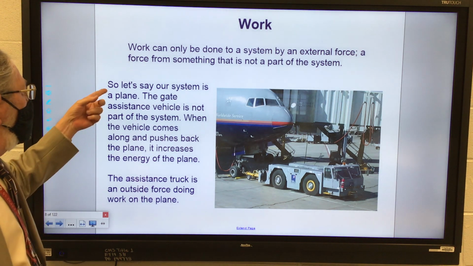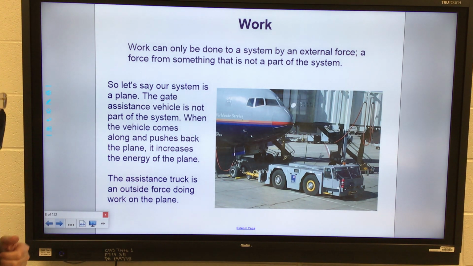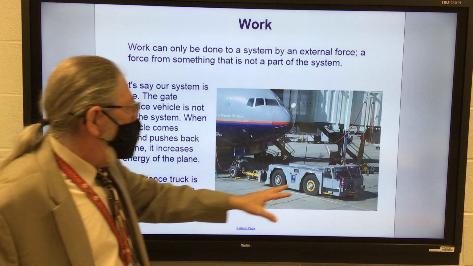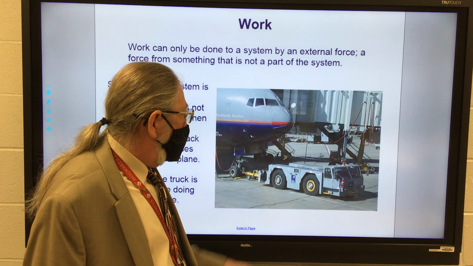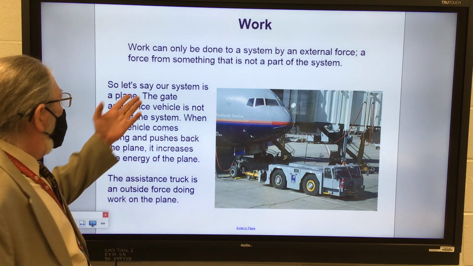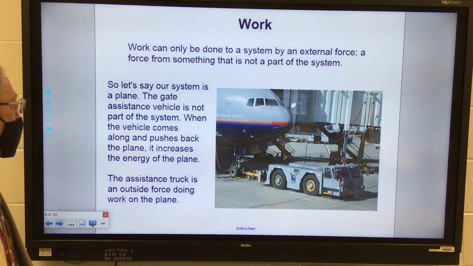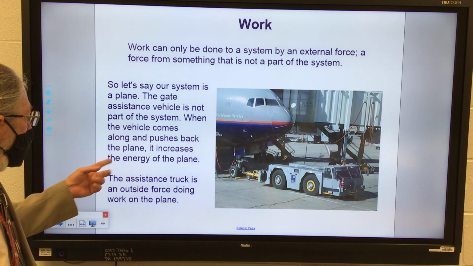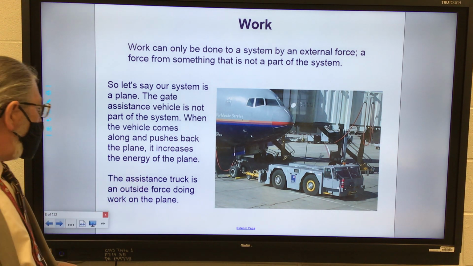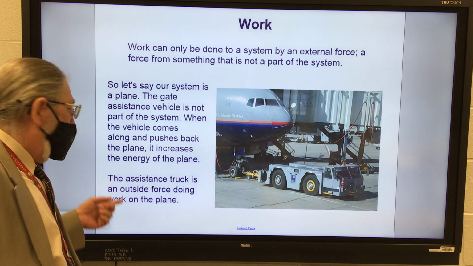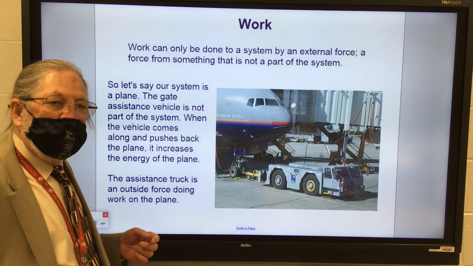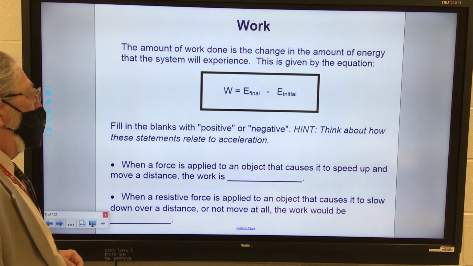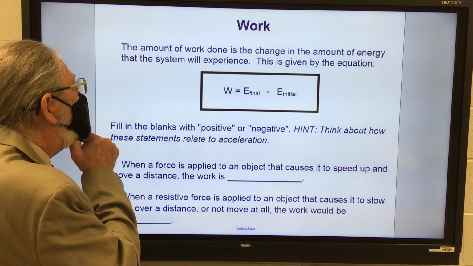Yep. So let's say our system is a plane. The gate assistance vehicle, that's what this thing is called here. Look at the size of it compared to the airplane. That's pretty small, isn't it? So anyway, the gate assistance vehicle is not part of the system. When the vehicle comes along and pushes back the plane, it increases the energy of the plane. So the assistance truck is an outside force doing work on the plane. Make sense?